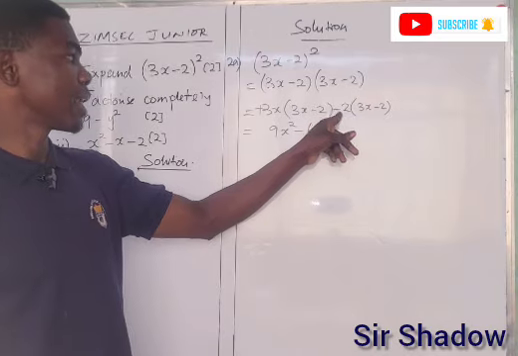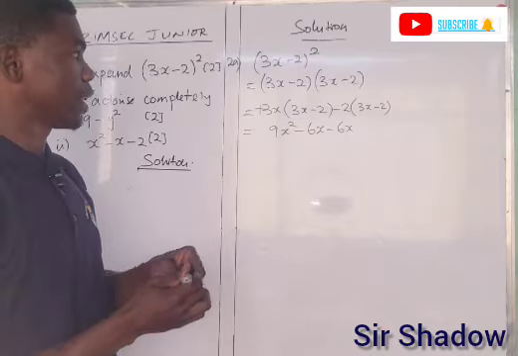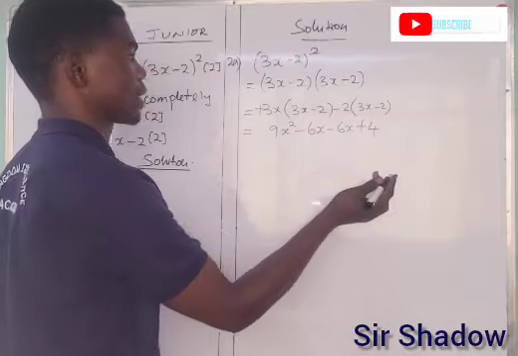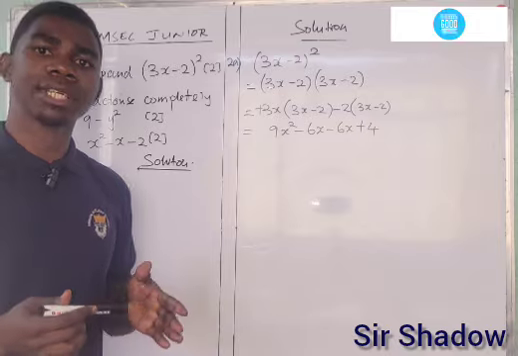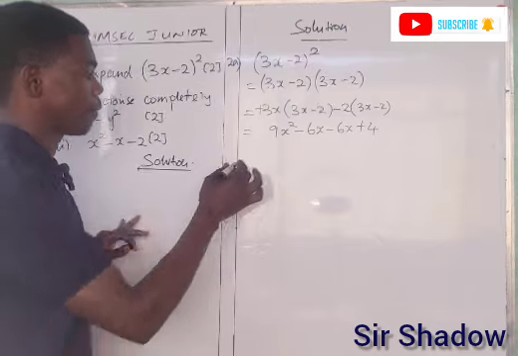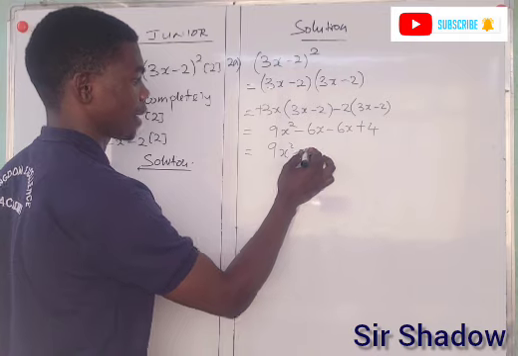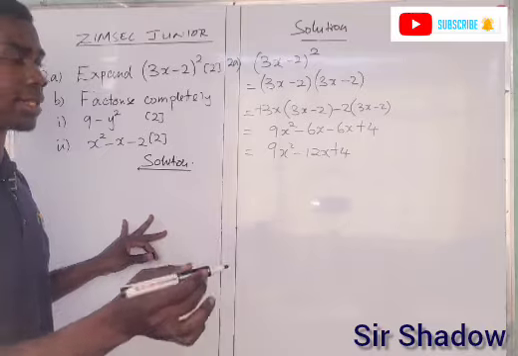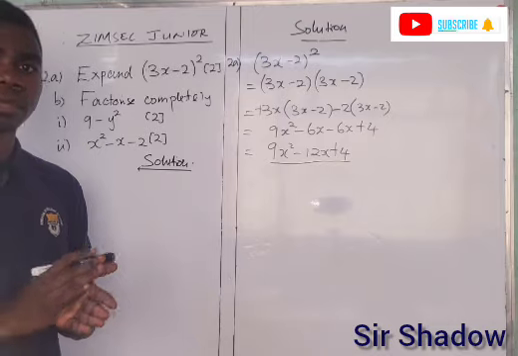Let's move on to the second part. Minus 2 times 3x, which is minus 6x. Then minus 2 times minus 2 gives us plus 4. That just means negative times negative gives us positive, 2 times 2 gives us 4. But remember, we are not yet done. We have to simplify the like terms and leave our solution in simplified form. So we are saying 9x squared minus 6x minus 6x gives us minus 12x plus 4. So this is how to expand these terms.